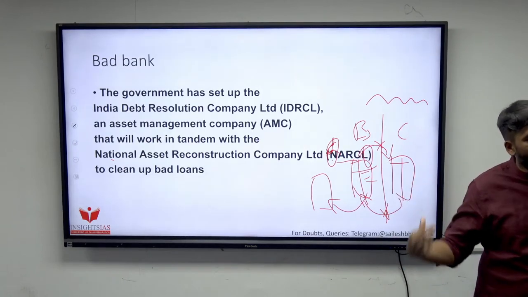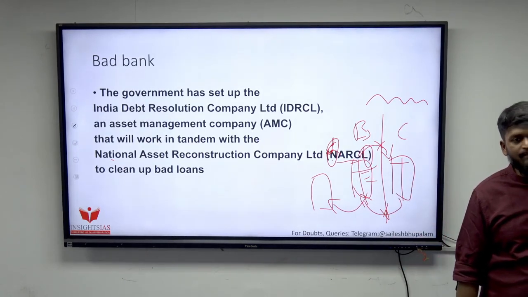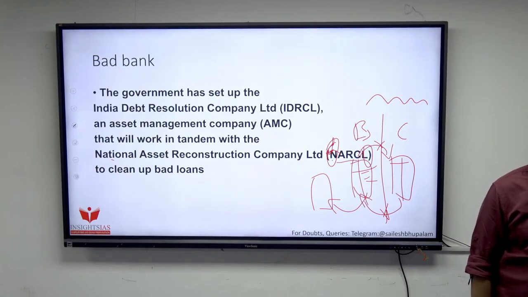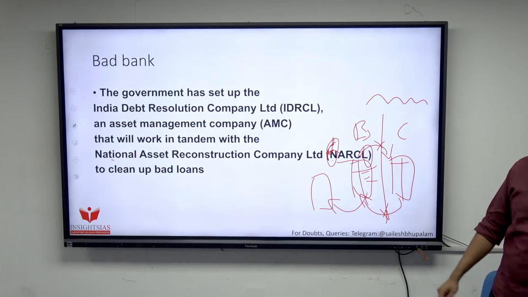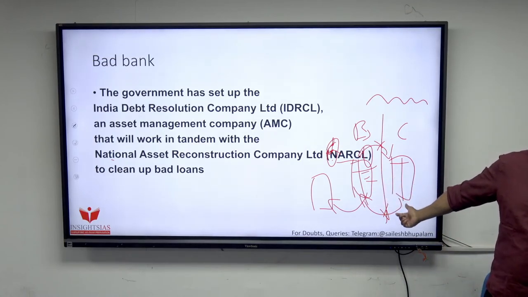NPAs, when they set up this bad bank, used to be 9% in India. Now they have reduced it to 5%. That means 4% of the NPAs of the entire country, of every single bank, have already been bought by NARCL. You understood?